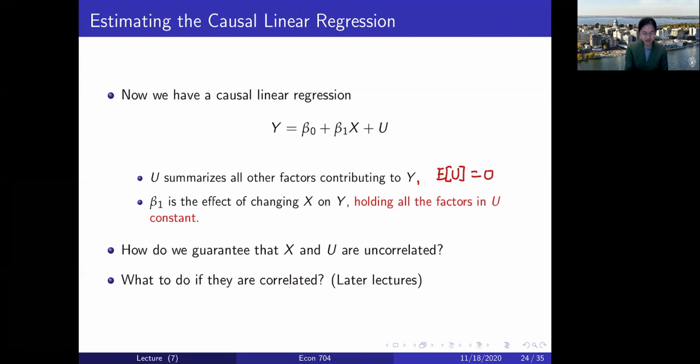So how do we guarantee that X and U are uncorrelated? And what to do if they are correlated? If they are correlated, OLS regression of Y on X will not give us a consistent estimator for the causal effect. Then can we do something about it? Okay, so today we will answer the first question, that's how do we guarantee X and U to be uncorrelated? We're going to present one answer to this question. And in later lectures, we'll study how to estimate the model when the orthogonality condition doesn't hold.